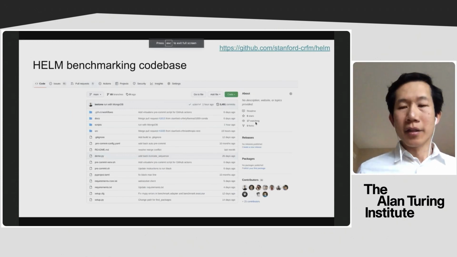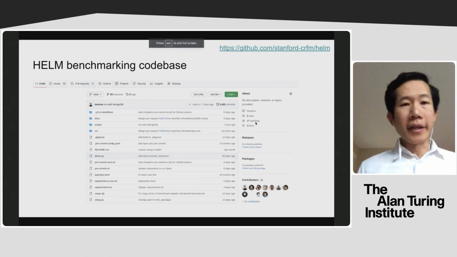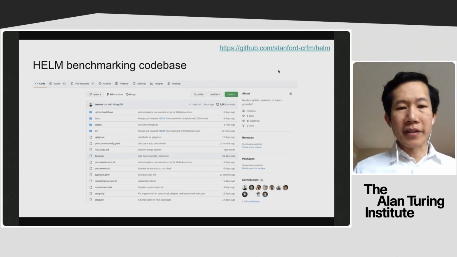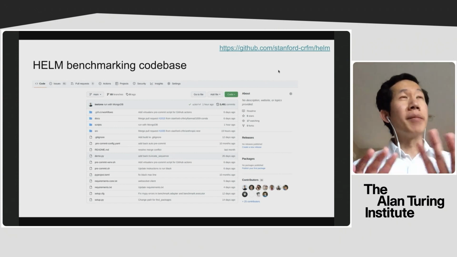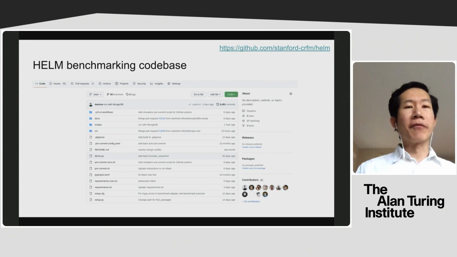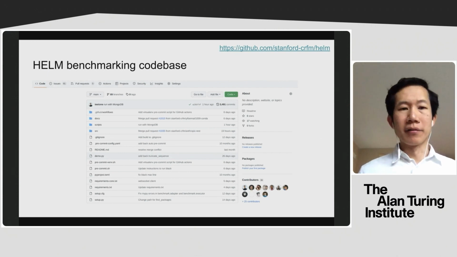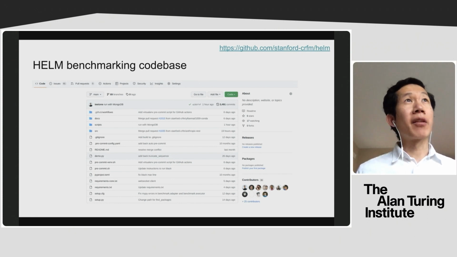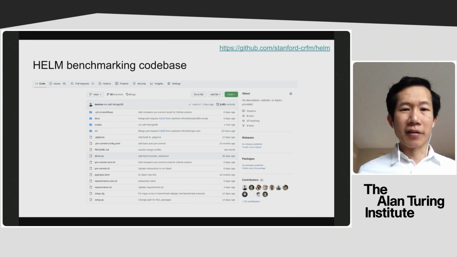Okay. So all the code is available on GitHub at this URL. One of the things that we're hoping is that this is more than just a concrete benchmark that we built. It is a framework for doing any sort of language model evaluation, or even using a language model. We've standardized the interfaces to all these models.